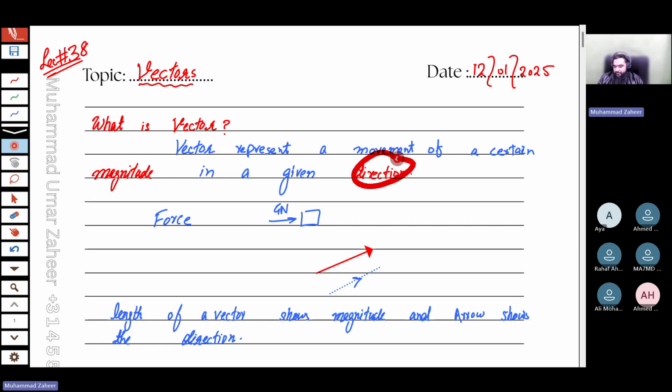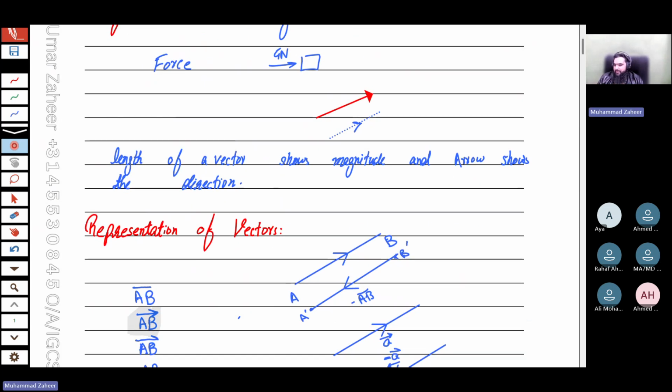magnitude and direction. For example, if you are applying a force, obviously you need a magnitude, that you are applying a 4 Newton force, and in which direction you are applying it: the right side, left side, upward, downward, on the north side, or at any angle. The length of the vector shows the magnitude of the vector, and the arrow sign shows the direction.